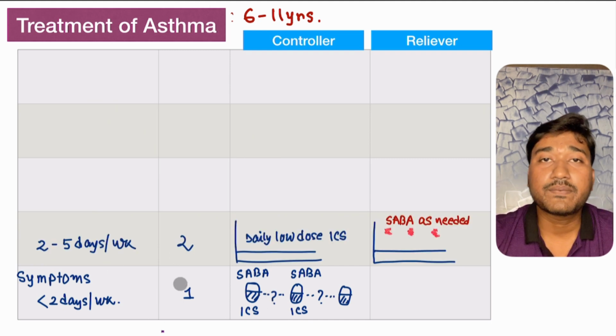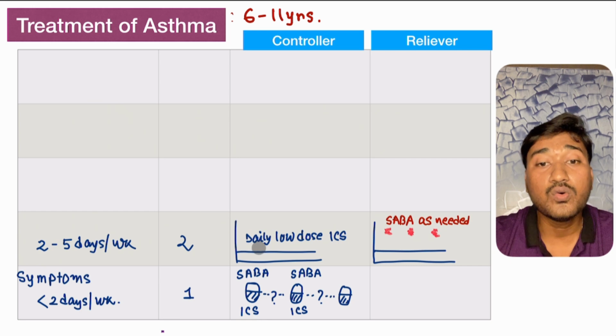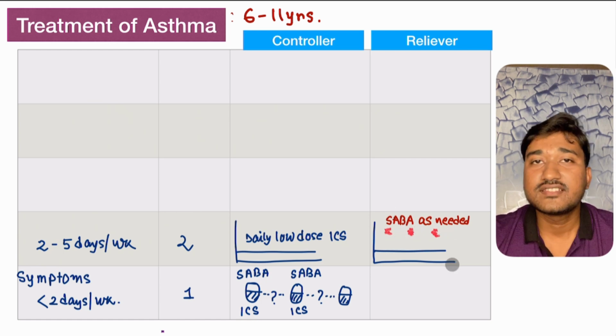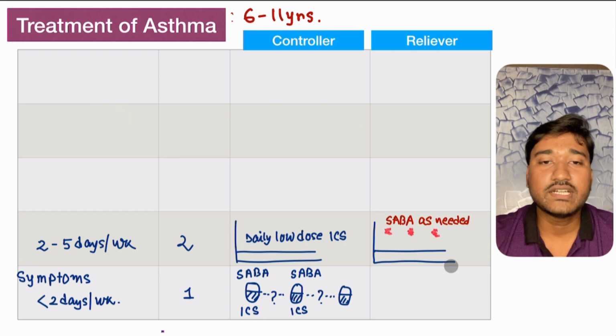Okay, so what is step 2 management? If the symptoms are persisting for 2 to 5 days per week, this is step 2. In step 2, you have to give the controller medication, that is, low dose inhalational corticosteroid, which should be continued, and it is usually given for 3 months. And as a reliever, you have to give SABA, short-acting beta 2 agonist, as needed. That is, when there is a symptom, you have to give it and eventually gradually taper it off.